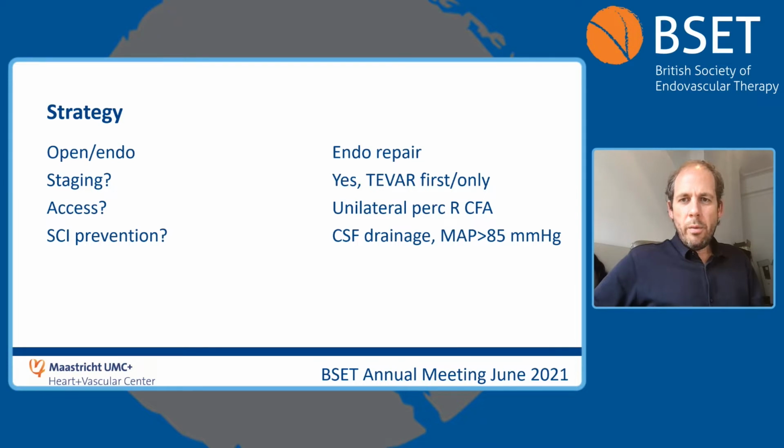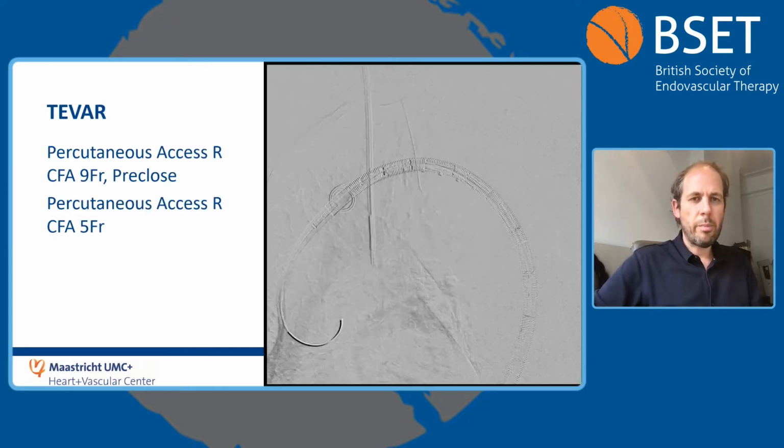So we chose endo repair. We thought that staging would be beneficial, and since the distal descending was suitable to treat with the TEVAR only, we chose this option. We chose to go percutaneous and unilateral, and at that stage we still did CSF drainage and then a couple of days in ICU with a mean arterial pressure above 85.